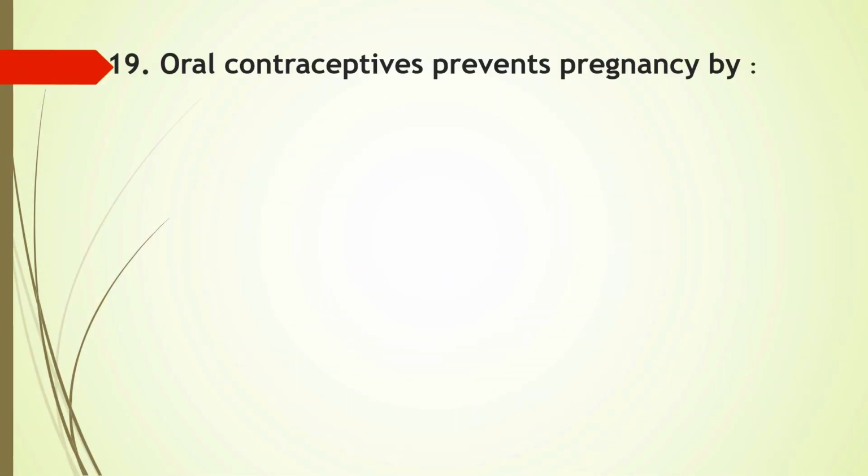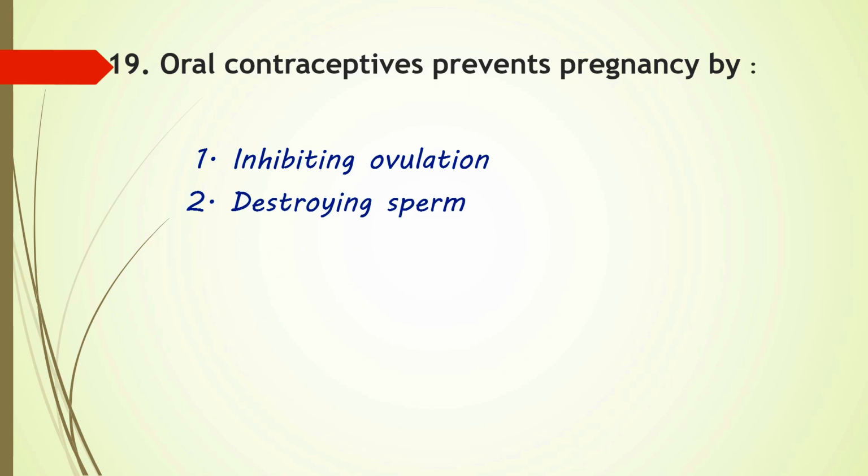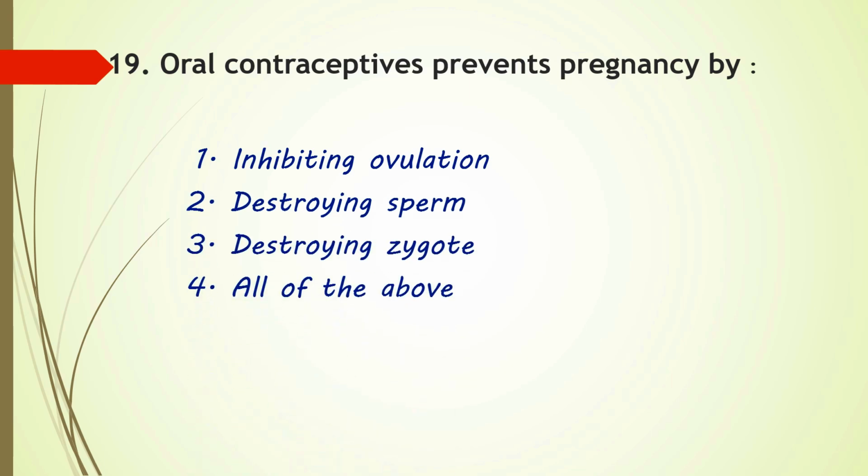Question number 19. Oral contraceptives prevent pregnancy by inhibiting ovulation, destroying sperm, destroying zygote, or option 4 all of the above. Yes, you are absolutely right. Oral contraceptives prevent pregnancy by inhibiting ovulation, that is, inhibiting the formation of ovum. So option 1 is the correct answer.